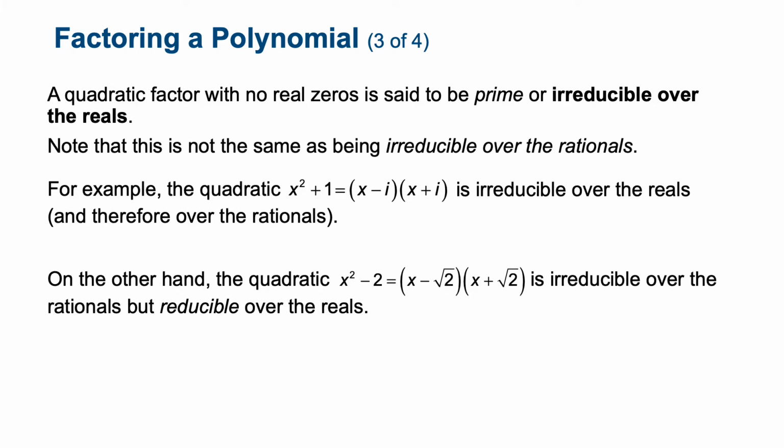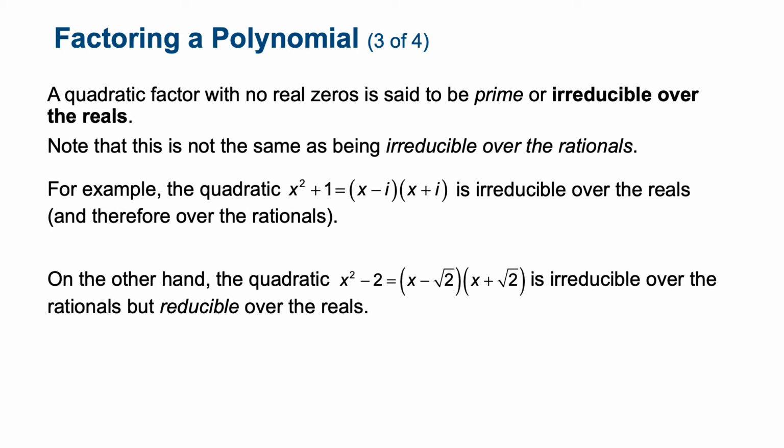Okay, so a quadratic factor with no real zeros is said to be prime or irreducible over the reals. So that's just another way of saying prime, meaning that you can't factor it, you can't have any real zeros. It's prime. So this is different from saying irreducible over the rationals. Remember that the rationals are a subset of all the real numbers. You have all the real numbers that include pi, square root of 2, square root of 3, all these irrational numbers that cannot be written as a rational number.